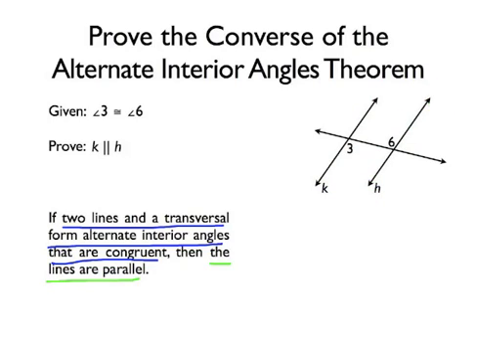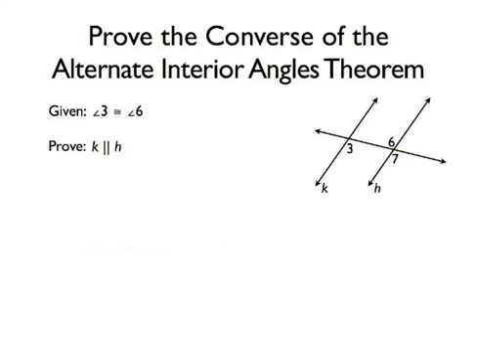Something else that we are going to need is a third angle to help us out over here. We're going to want to make this third angle a corresponding angle to either 3 or 6. So let's use angle 7 here. Now that we have our problem all set up, we know that angles 3 and 6 are congruent, and we need to prove that line K is parallel to line H. Let's see how these flowchart proofs work.